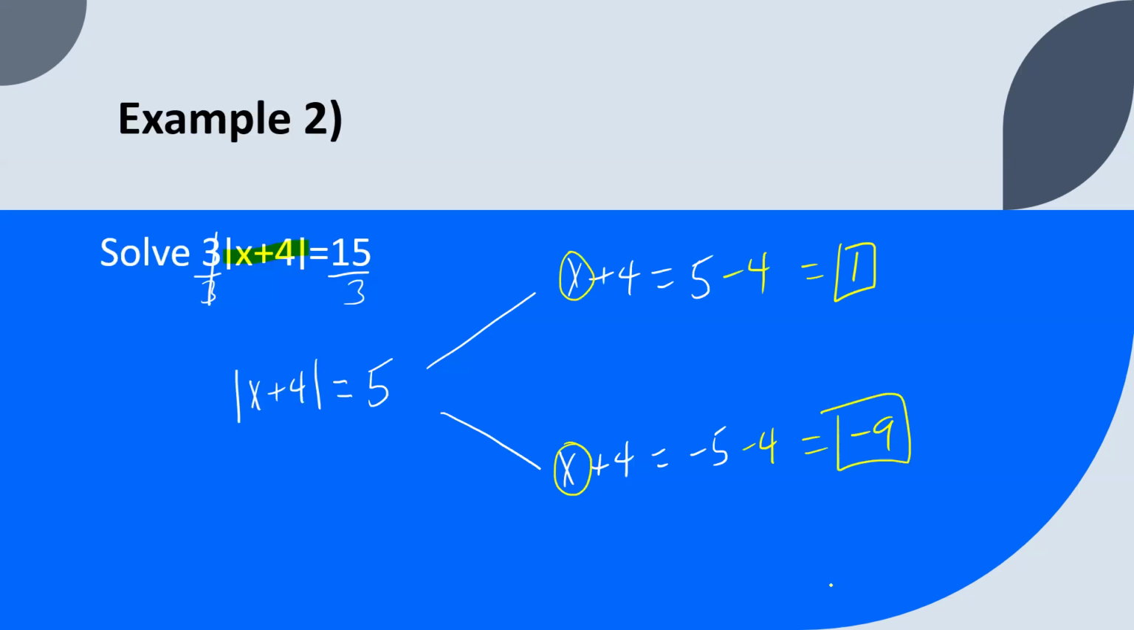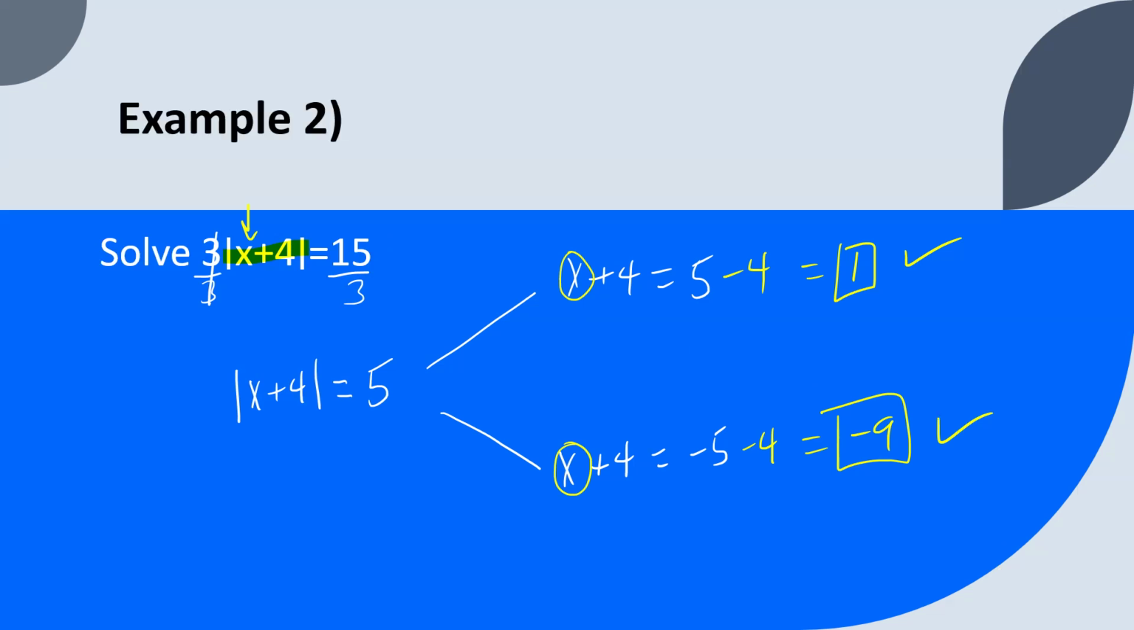Okay. Now we solve. Step 4 says we should do what to make sure we did it right? Check. Plug it in. So we go back to the original. So 1 plus 4 is 5. Absolute value of 5 is 5 times 3 is, oh my gosh, we're geniuses. All right. Next one. Negative 9. Negative 9 plus 4 is negative 5. Absolute value of negative 5 is 5 times 3 is, oh my gosh, we did it. Bam. So smart.